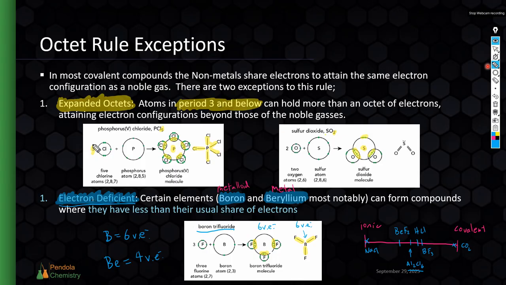So those are the 2 exceptions to the octet rule: electron deficient compounds that can only be made by boron and beryllium, and expanded octet compounds, which are a wider variety and can be made by any period 3 or below element. And usually the atom that will have the expanded octet is the central atom. So notice how here the phosphorus has the expanded octet with 10 electrons, but the chlorines all just have 8 electrons, even though chlorine is in period 3 and could, in theory, create an expanded octet. Usually the expanded octet we look at is for that central atom.